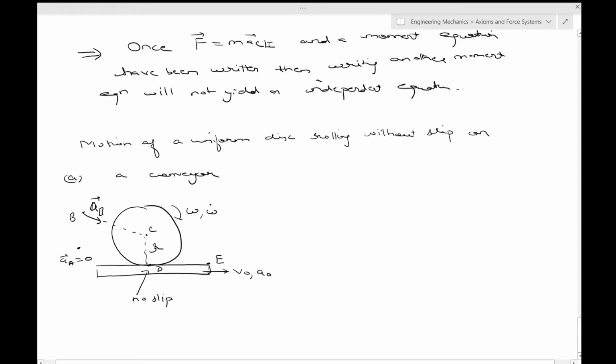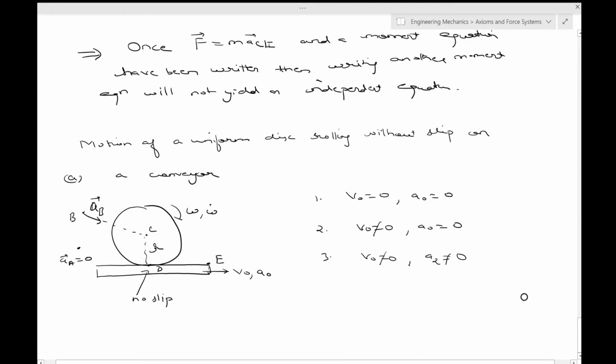So you can consider three cases over here. One is that V naught is equal to 0 and A naught is equal to 0. The second is that V naught is not equal to 0 and A naught is equal to 0. And the third is that V naught is not equal to 0 and A naught is not equal to 0.